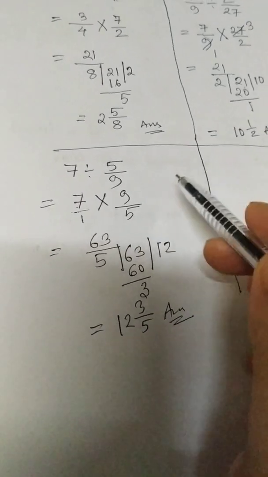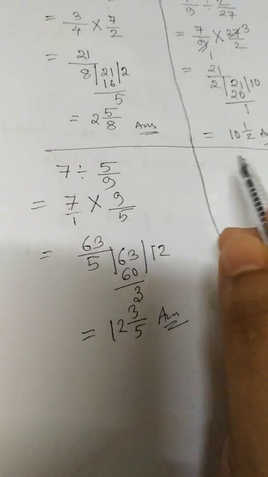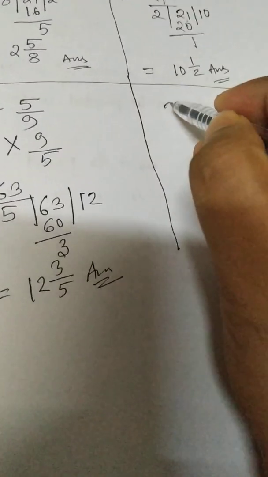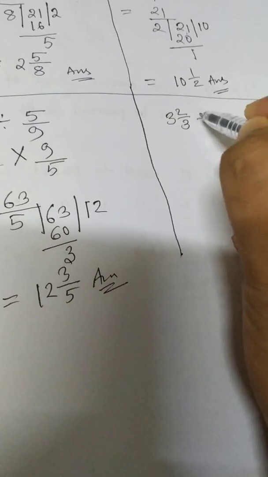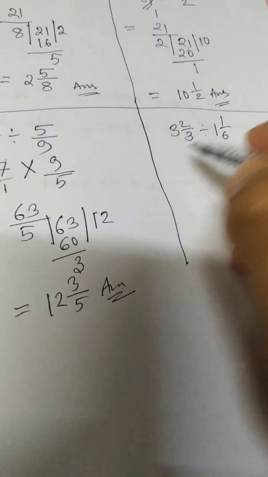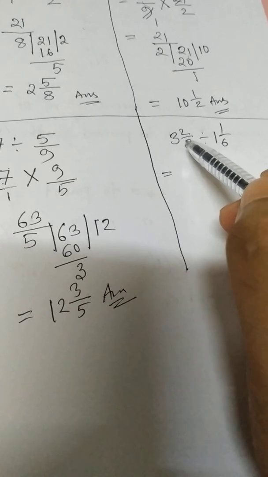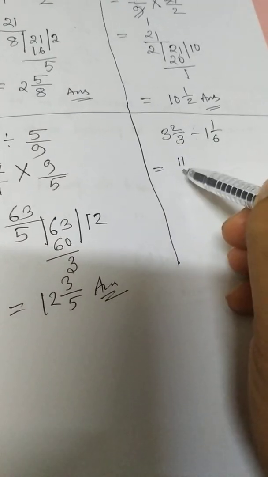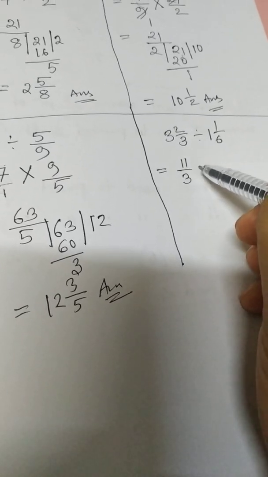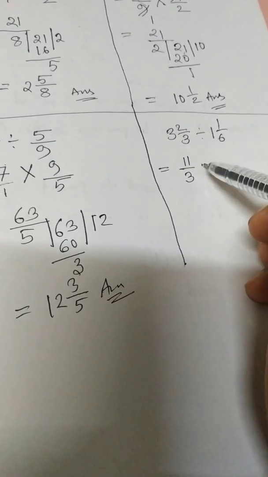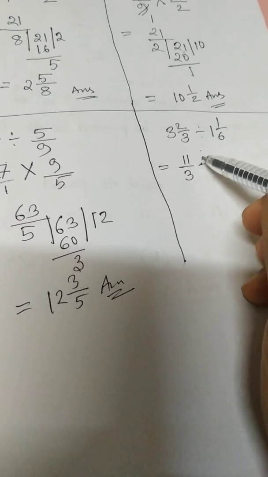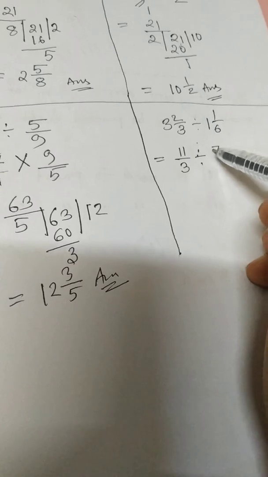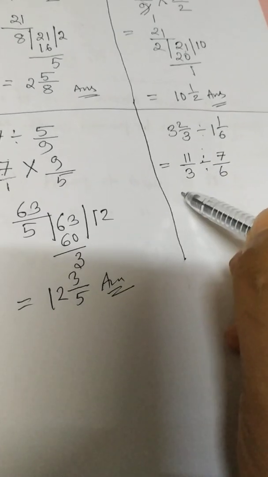Okay, so it's very simple. Also, let's consider a mixed fraction. Let's say 3 2 by 3 divided by 1 1 by 6. So 3 3s are 9, 9 plus 2 is 11. First we convert the mixed fraction to improper fractions, then we can write this. Let's keep this sign, the division sign. First we convert: 6 1s are 6, 6 plus 1 is 7, so 7 by 6.